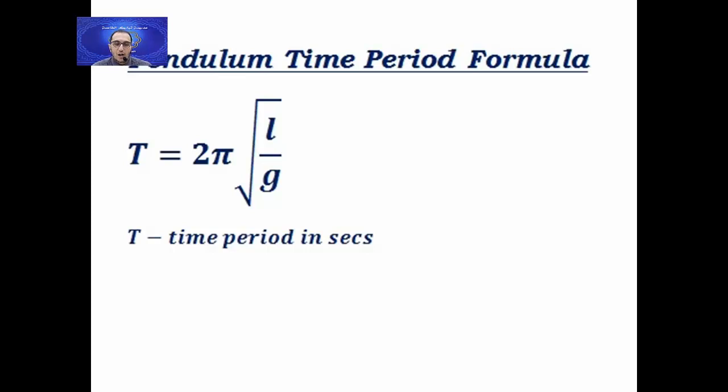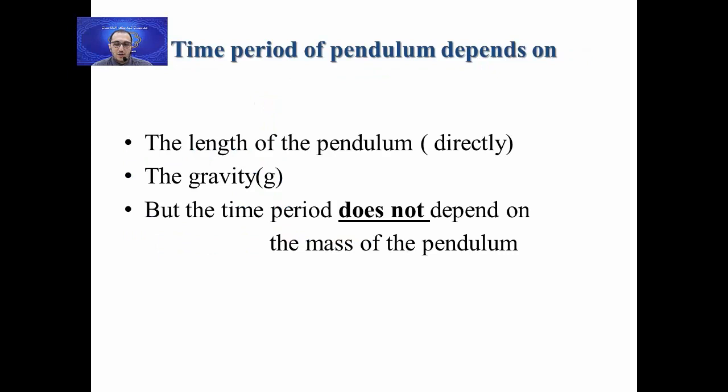So from this formula, we can also find the frequency. As we said before, frequency equals 1 over T, 1 over the time period. So if we ask you now, what are the factors that the time period of the pendulum depends on? And what is the factor that the time period of the pendulum does not depend on? Now let's check these two questions. It's very important for you.